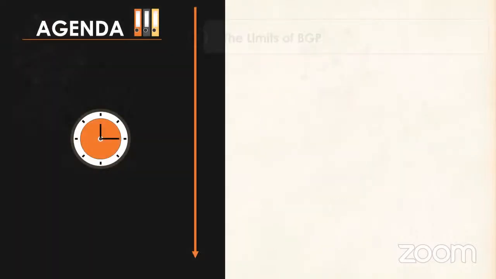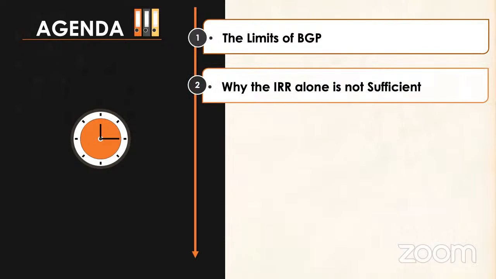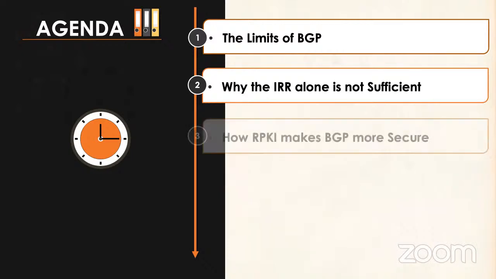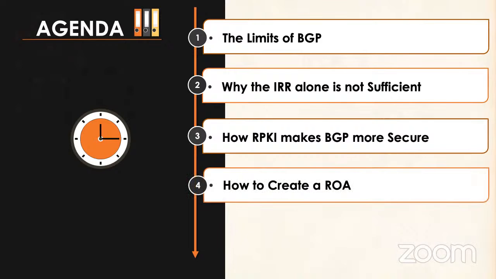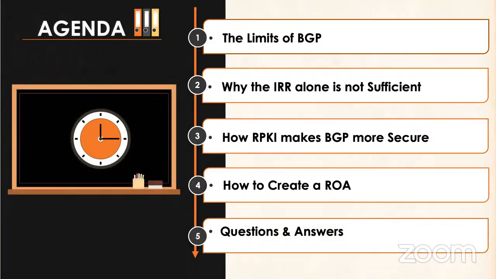So the agenda for today's webinar: first, we'll look at BGP at a very high level, and then at the limits and vulnerabilities of BGP. Then my colleague Dev will talk to you about why the Internet Routing Registry is not sufficient alone. And then we're going to spend quite a lot of time looking at how RPKI makes BGP more secure. After all, the title of the webinar is RPKI nuts and bolts, so we're going to get our hands dirty a bit. Dev is going to show you how to create a ROA as an Afrinic member. After this, we'll have a questions and answers session where we can interact with you. So let's get down to business then.